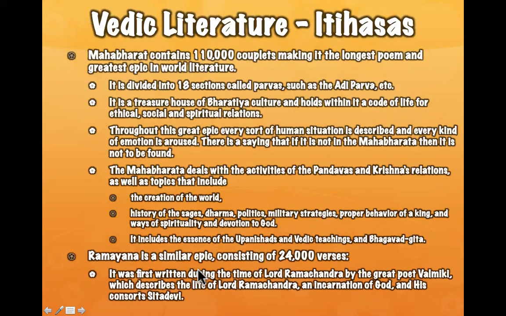So I think everybody will be very familiar with the Mahabharata. Probably everybody has read or watched a series on the Mahabharata. A wonderful series was done a few years ago, which seemed to be very accurate. The Mahabharata contains 110,000 couplets or verses, making it the longest poem and the greatest epic in world literature. It is divided into 18 sections called parvas, such as the Adi Parva.